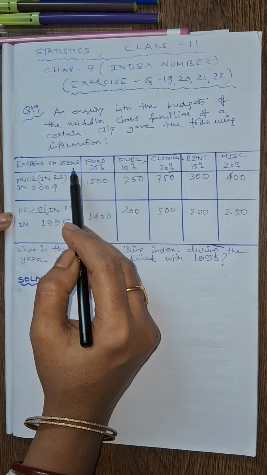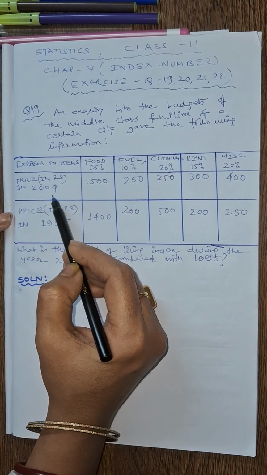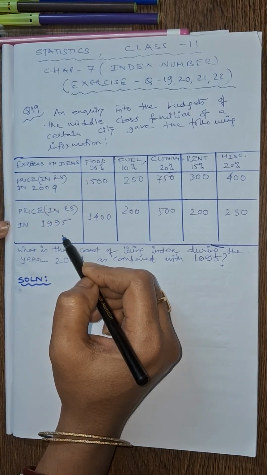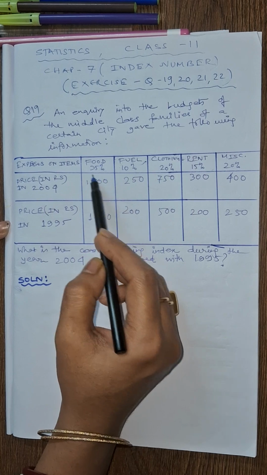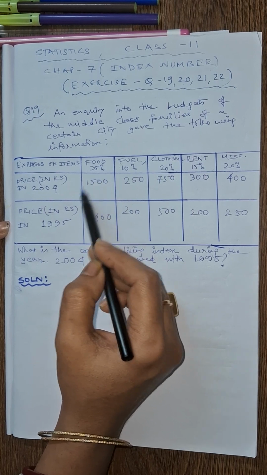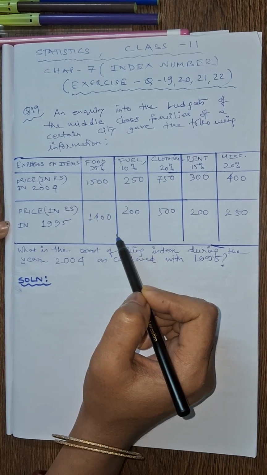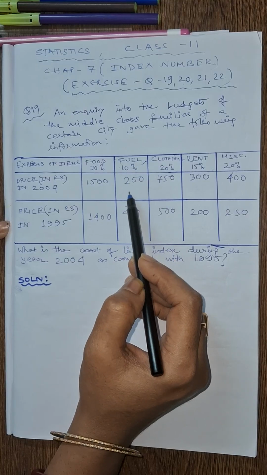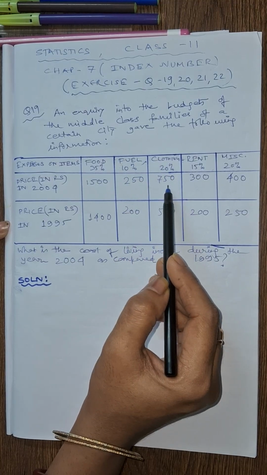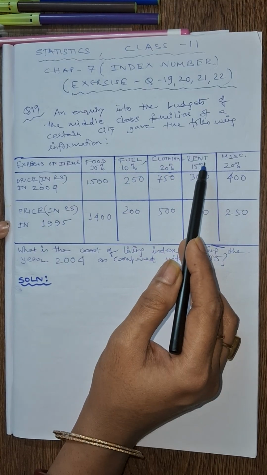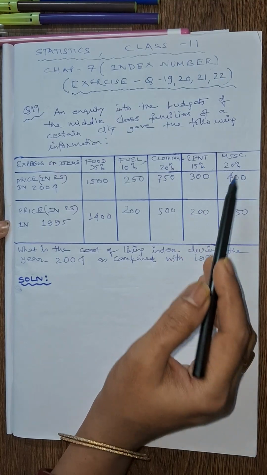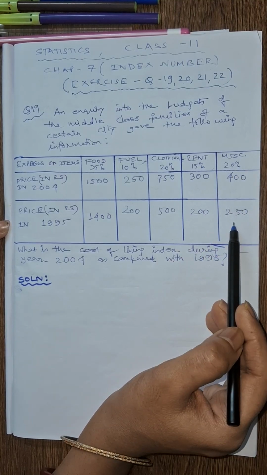The expenses on items, prices in rupees in 2004 and prices in rupees in 1995. Food 35%, so here the values are given, 1500 and 1400. Fuel 10%, which is 250, 200. Clothing 20%, which is 750, 500. Rent 15%, which is 300, 200. Miscellaneous 20%, which is 400, 250.